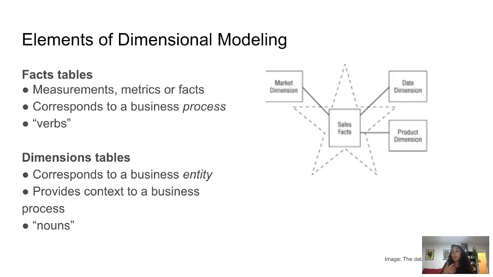Let's see the elements of dimensional modeling. We're going to be talking mainly about two types of tables: fact tables and dimensional tables. This is also known as the star schema. Fact tables are going to be measurements, metrics, or just facts about our business. They correspond to a business process, and we can think about them a little bit more like verbs. So we're going to be talking about sales or orders. Where the dimensions are going to provide context to these fact tables. They're going to correspond to a business entity, and we can think about them a little bit like nouns. So like customer, for example, or product.